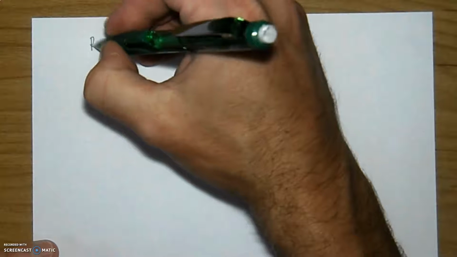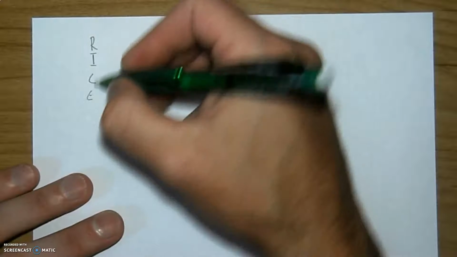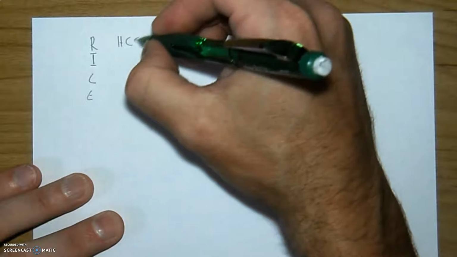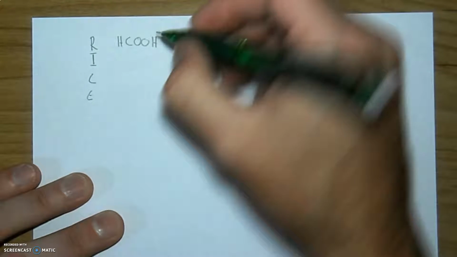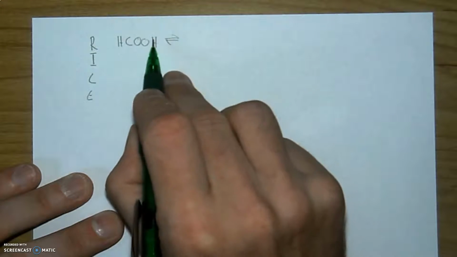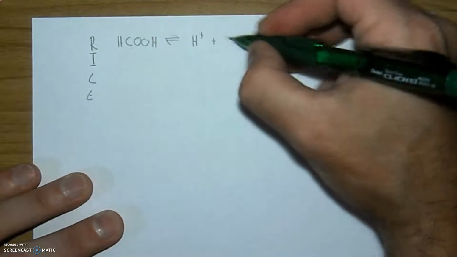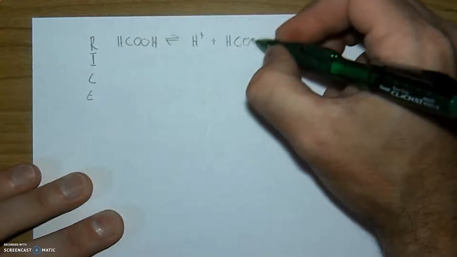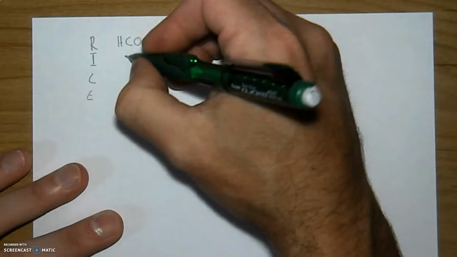All right, so the fact that we're trying to figure out what is equilibrium, let's go ahead and do that. We're going to write a RICE table. I know what the equation is, HCOOH, and it is going to act as an acid. This is a carboxylic acid, so this is actually the hydrogen we're losing here. So H plus, HCOO minus.